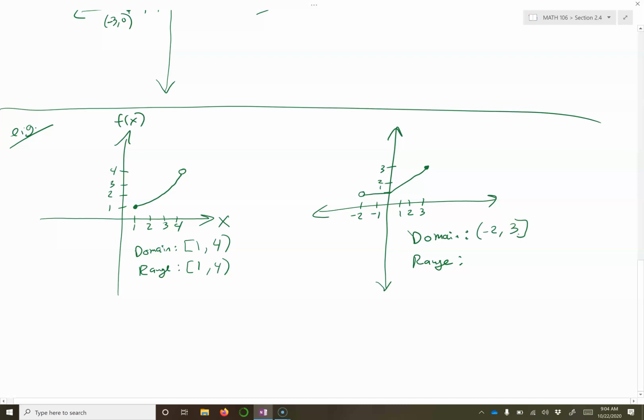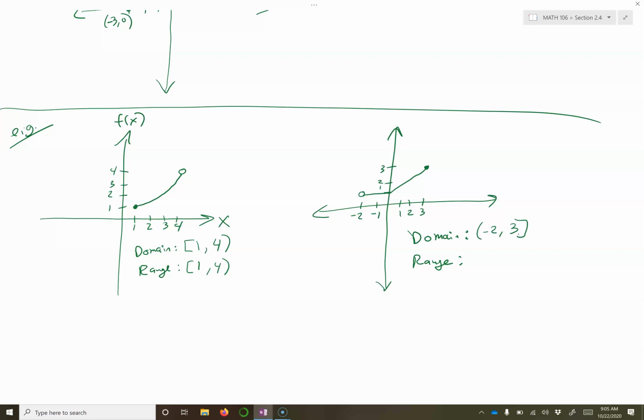That's it, right? Good. How about range? This is the trickier one. What do you think? What's the lowest y value that is on the graph?